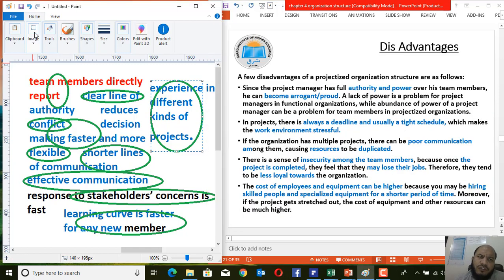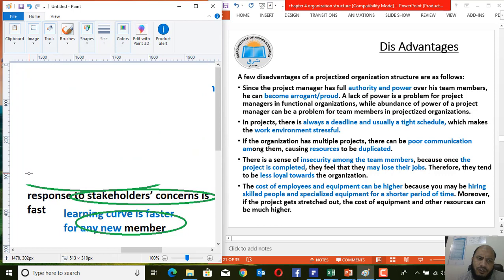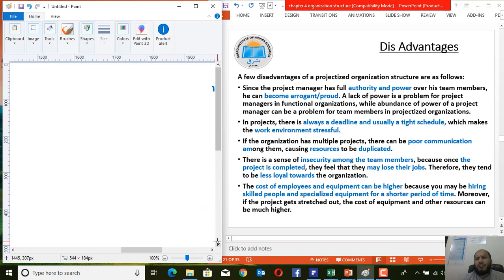Dear students, it also has some disadvantages too. Here are some disadvantages we can mention, as everything has both positive and negative sides. Let's explain a few disadvantages of this structure.